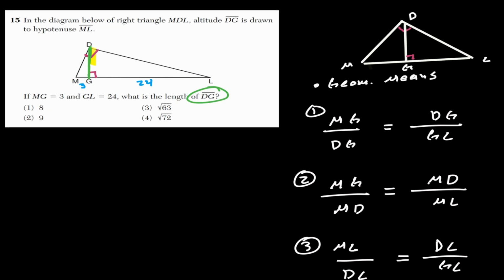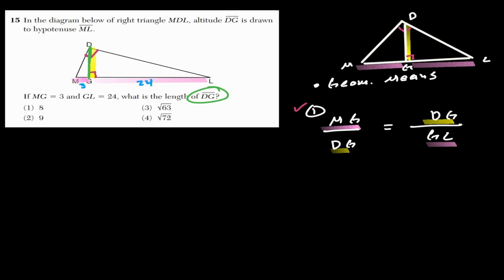But notice that we're looking for DG. And when it comes to DG, we have a geometric mean about that. MG is going to go on the top, which we have that length for. It is 3. And GL is going to be on the bottom left-hand side, which is 24. So out of the 3 geometric means that we have in here, let's just use the first one. Let's plug in our information. MG is 3. DG is what we're looking for. Let me actually just call that X. DG is X. And GL is 24.